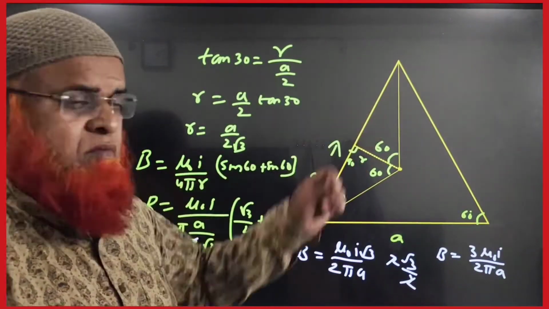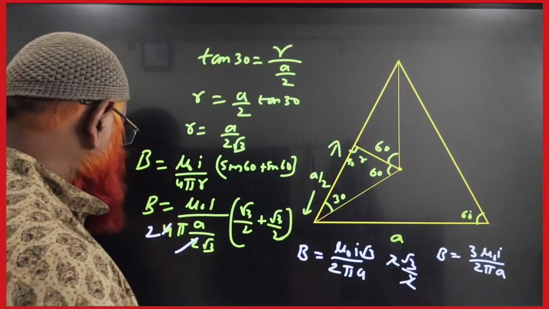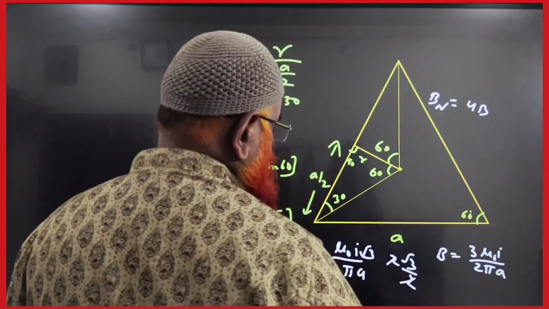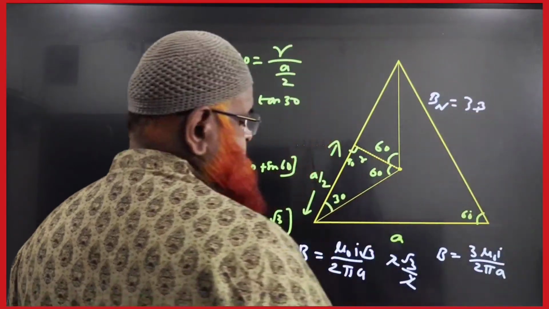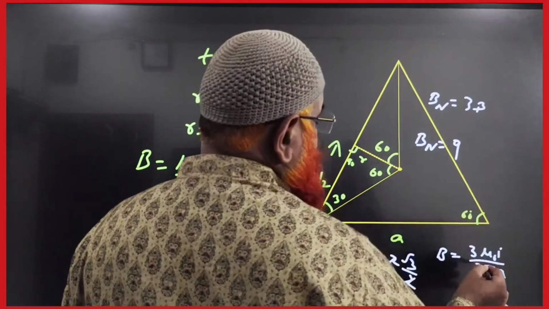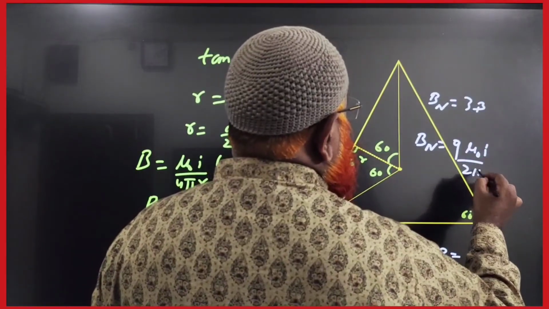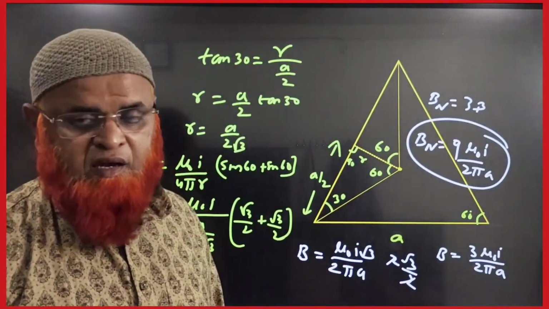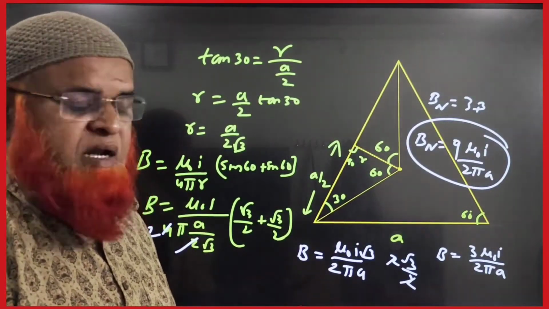This is for one side. For 3 sides, B net is 3B. Understood? So what am I going to get now? B net is 3 threes are 9 mu naught I by 2 pi a. This is your final solution for an equilateral triangle. Square is over. Equilateral triangle is over.